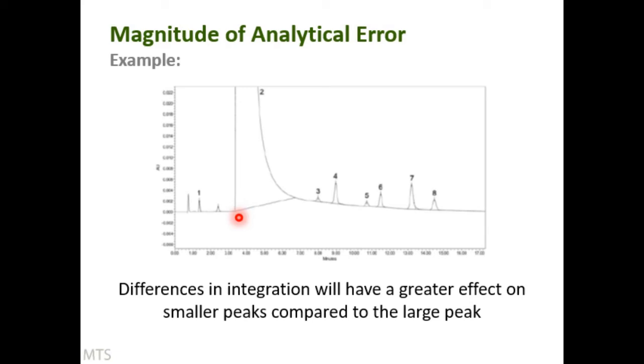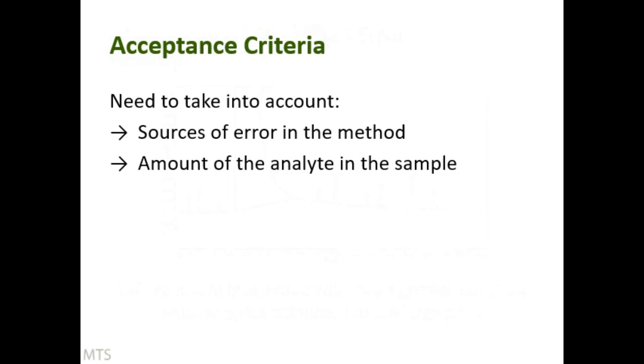But the same amount of change at the start and end of these little small peaks from our impurities will have a much greater proportion of the peak and therefore much bigger error. So that's just something that we accept. And you'll find a lot of acceptance criteria are really based on that. So you have two real things here, the amount of the analyte in your particular sample you're measuring and those sources of errors that we looked at earlier.